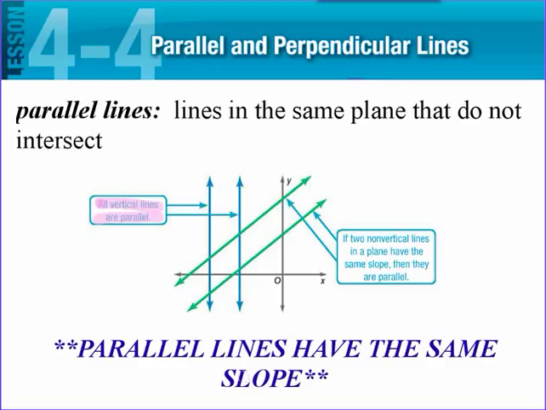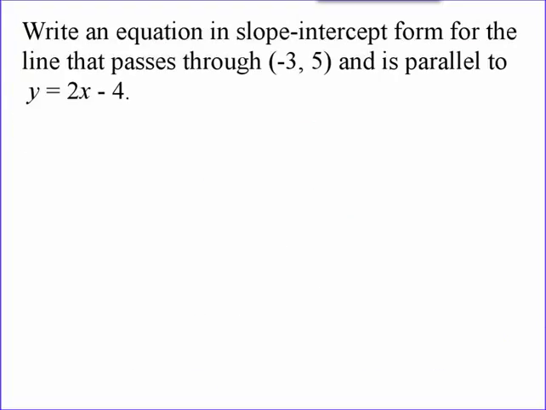And so if you notice here, it says if two non-vertical lines in a plane have the same slope, then they are parallel. And that should make sense. Parallel lines have to have the exact same slope. And then that means they will always stay the same distance apart. So parallel lines have the same slope. File that away. Okay, so now let's go ahead and look at an example.